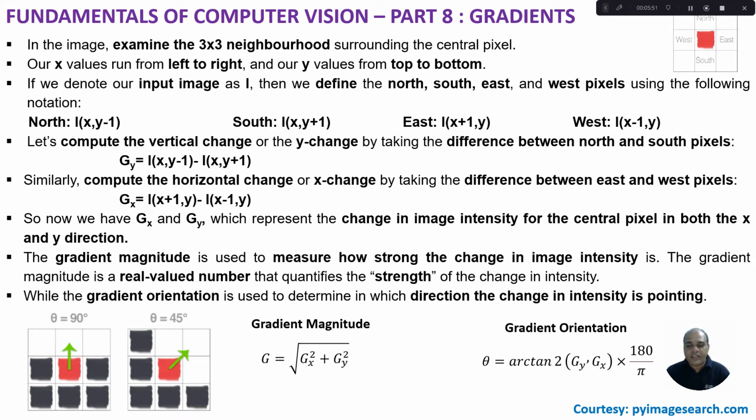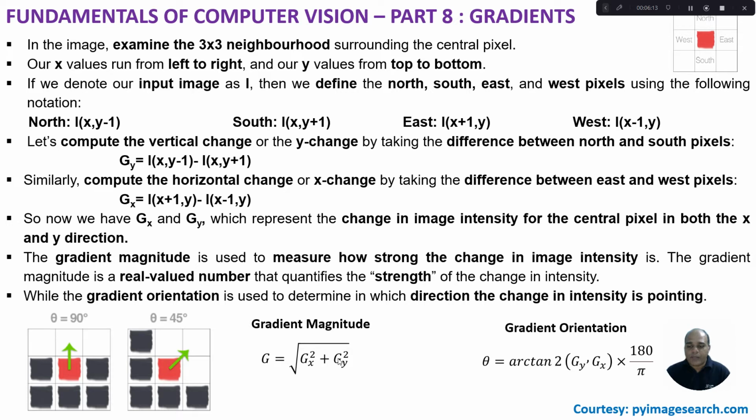So we can find the strength of variation for a particular pixel. For that we can compute the gradient magnitude g equal to root of gx square plus gy square. So this gives the strength of variation in intensity for a particular pixel.